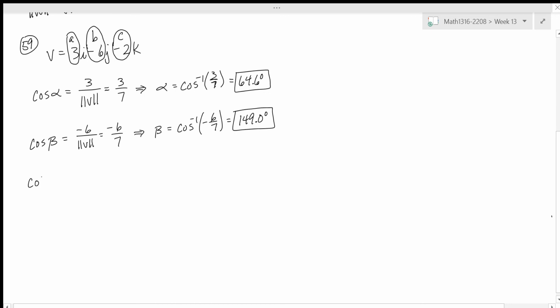And finally, cosine, whatever that symbol is. I think it's gamma. And that's going to be C over the magnitude of V, which is negative 2/7. And then we can get gamma, inverse cosine of negative 2/7. And is that obtuse also? Yes. What is it? 106.7. 106.6.